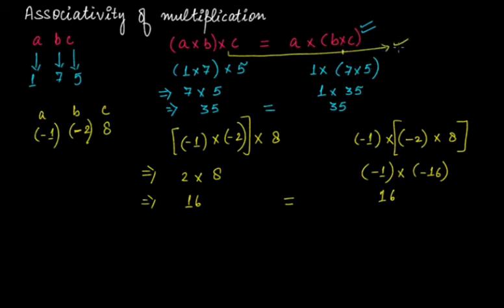This condition gets satisfied. Therefore, multiplication of integers are always associative in nature. Whether they contain positive integers or negative integers, doesn't matter. They'll always follow the associative nature. And in general, we can say that (a times b) times c is equal to a times (b times c).